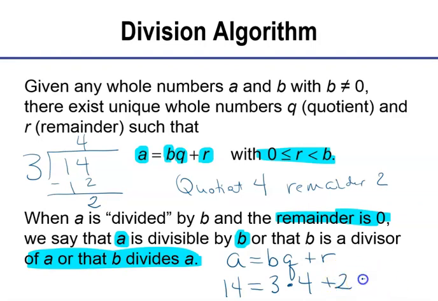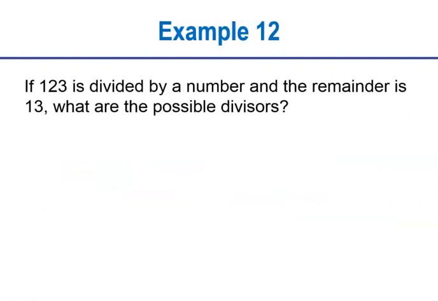And if you check that, and you're going to want your students to do this, you have 3 times 4 is 12. 12 plus 2 is 14. So that is a way to use this all-important division algorithm. All right, so we have an example. If 123 is divided by a number and the remainder is 13, what are the possible divisors?